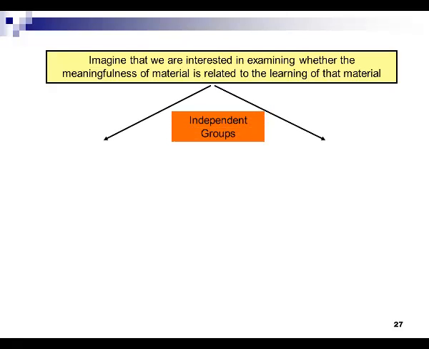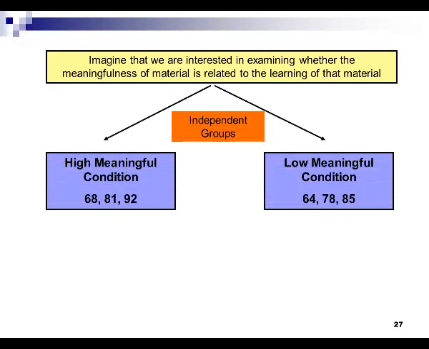So for example, let me illustrate that advantage. Imagine that we're interested in examining whether or not the meaningfulness of material that people are asked to read is related to the learning of that material. And so maybe meaningfulness has to do with your major or something. And we use independent groups, okay, which is randomly assigning people.